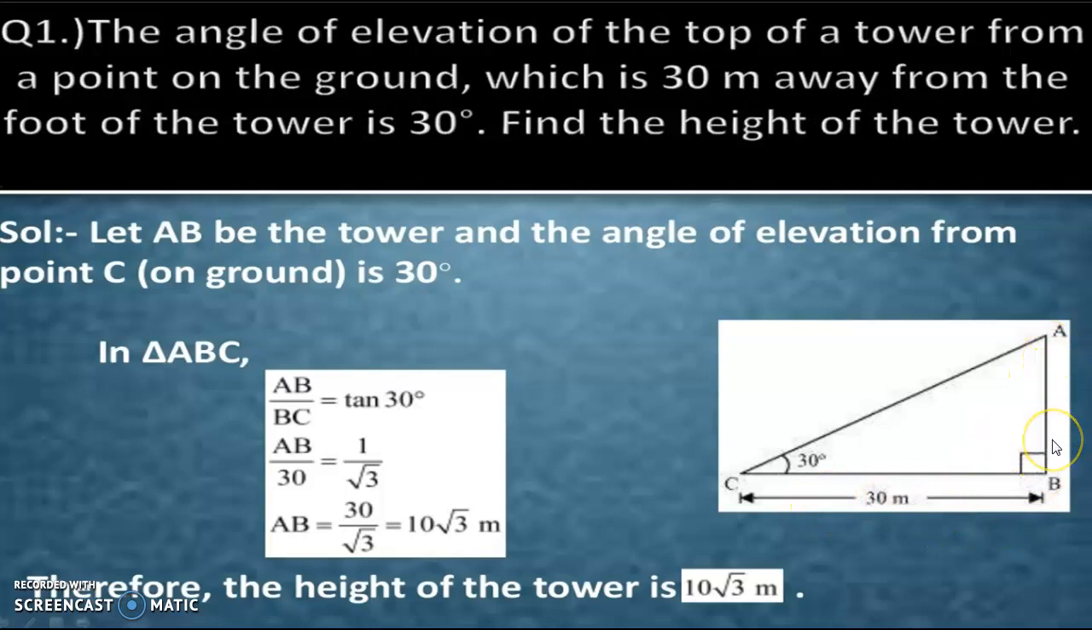So, which trigonometric term will we use? Yes, tan we will use. Why? Perpendicular and base relationship. So, let me start with the answer. In triangle ABC, tan 30 is AB upon BC. We know the value of tan 30, that is 1 by root 3. The value of BC is 30. So after solving that, the value of AB is 10 root 3 meter. We have to write down the unit also. That is very important. So in this way we can find it.